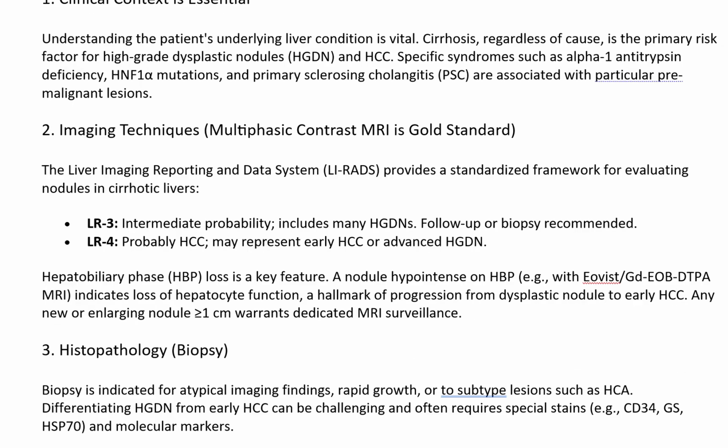Diagnostic approach. 1. Clinical context is essential. Understanding the patient's underlying liver condition is vital. Cirrhosis, regardless of cause, is the primary risk factor for high-grade dysplastic nodules, HGDN, and HCC. Specific syndromes such as alpha-1 antitrypsin deficiency, HNF1 alpha mutations, and primary sclerosing cholangitis, PSC, are associated with particular premalignant lesions.